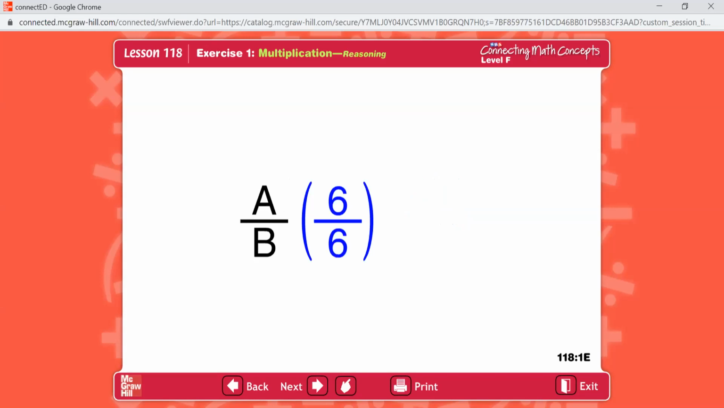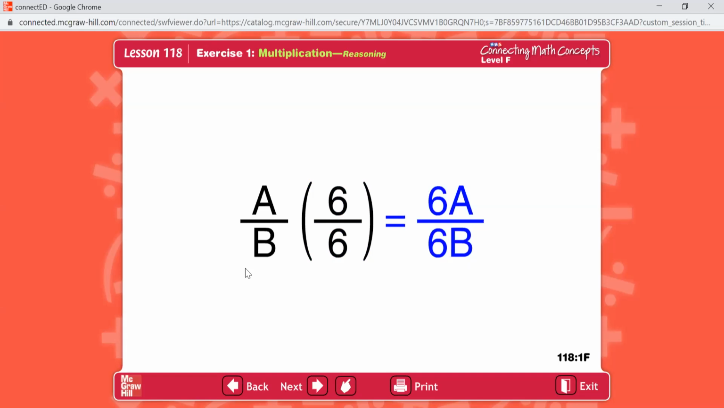If you multiply the numerators, what's the answer? Multiply these two numerators, the answer would be 6A. If we multiply these two denominators, the answer would be 6B. Like so. What can you do to show that 6A over 6B equals A over B? We would cross out the fraction that equals 1, 6 over 6. We can just cross those out, bringing us back to A over B.